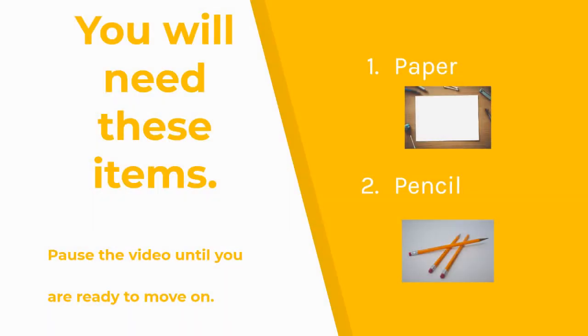First thing is that you're going to need a couple of items. So you need a sheet of paper or two, or if you have a whiteboard, that will work as well. It doesn't matter what kind of paper it is, just as long as it's something to write on. And then you're also going to need a pencil or something to write with. So go ahead if you need to and pause the video until you have those items in front of you, and then come back and unpause and you can move on.